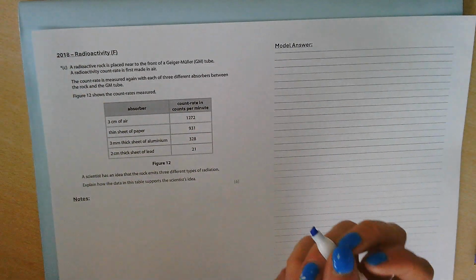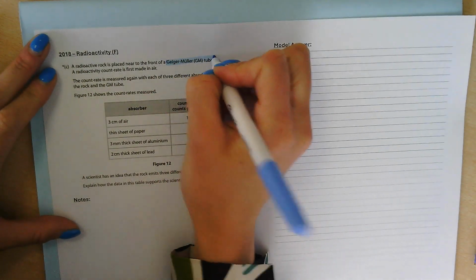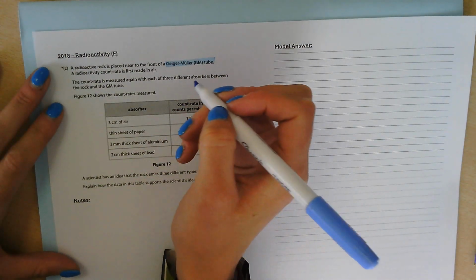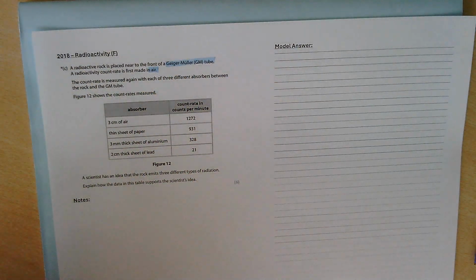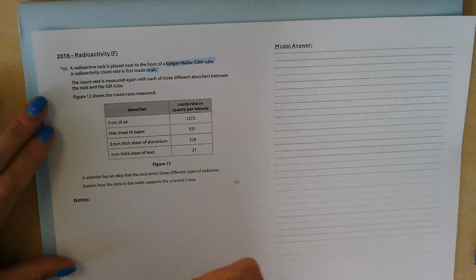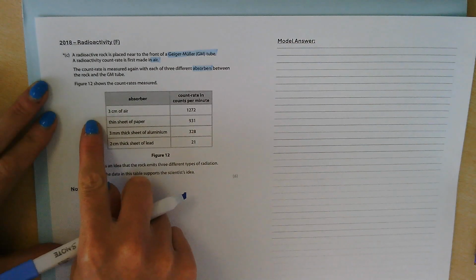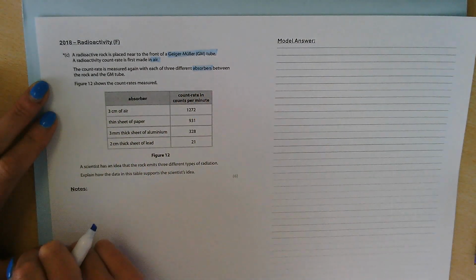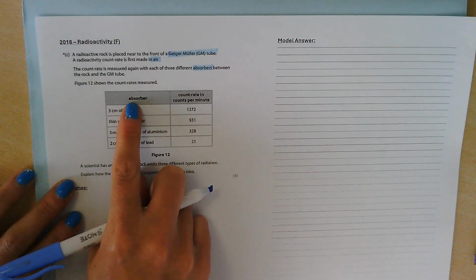Okay, so a radioactive rock is placed near to the front of a GM Geiger-Müller tube. So I'm going to highlight that. A radioactive count rate is first made in air. So they've first taken the radioactive count rate just in air. Nothing different about the situation there. The count rate is measured again with each of the three different absorbers between the rock and the GM tube. So if you imagine the rock's here, there's an absorber in the middle, and then the GM tube's over here. It says figure 12, it shows the count rate measured, and then you can see the absorbers here.